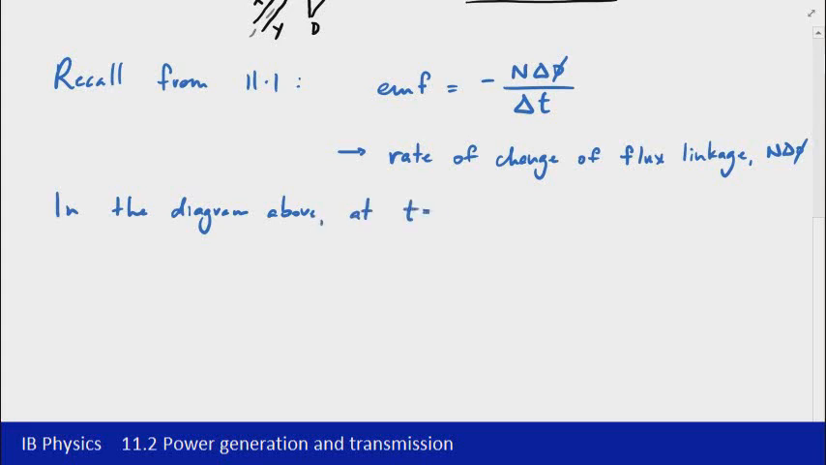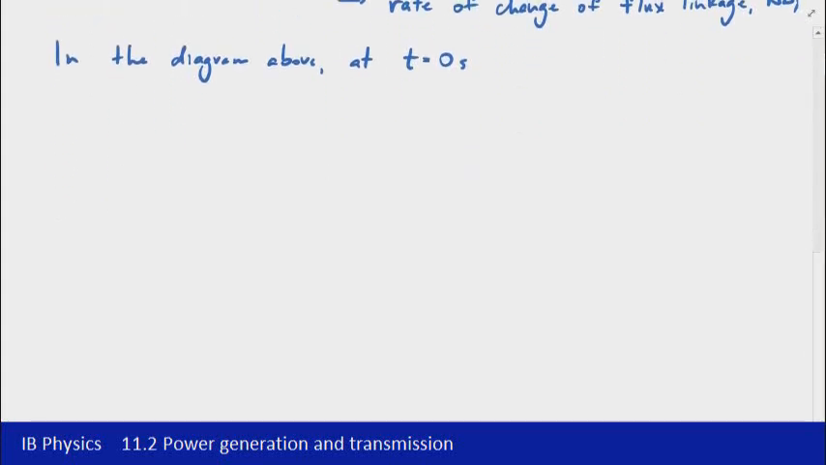Now, if we look at the diagram above, if we consider that to be time t equals 0, we're going to have a look at what happens with the flux linkage, and then we'll step it through as that loop rotates in that field. In order to identify what's going on, we're going to represent it graphically. On the vertical axis, we're going to have our flux linkage, so again, that's the N delta phi. And on the horizontal axis, we're going to have time.